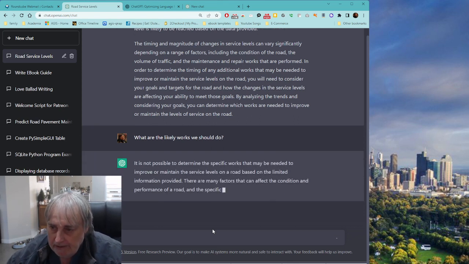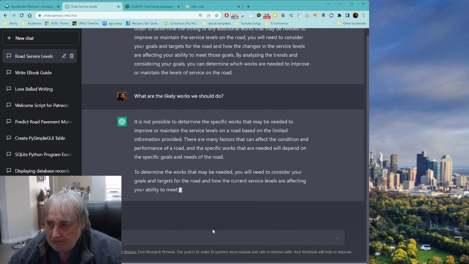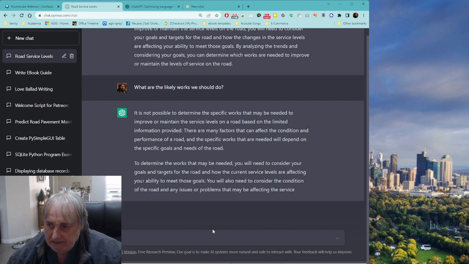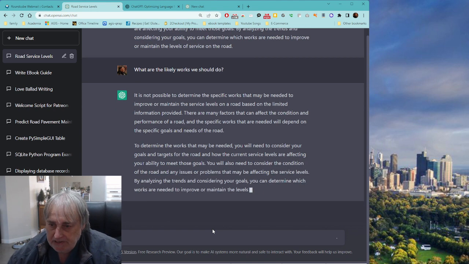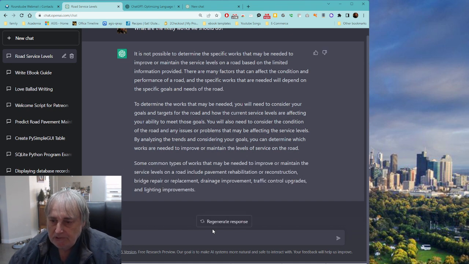And again, quite correctly, it is saying it's not the specific works that may be needed to improve and maintain the service levels on the limited information provided. So it's actually saying, yep, sorry, I'm not an engineer. You haven't given me enough information. I can't tell you what the works are, and that's fair enough too, because you're the engineer. To determine the works that may be needed, what it will do is tell you what you need to do or what is likely required, so you can determine those works.